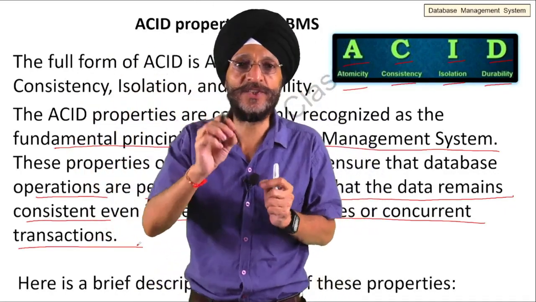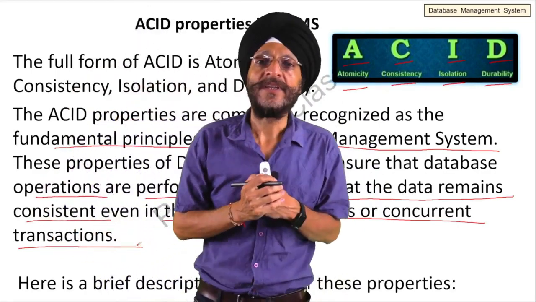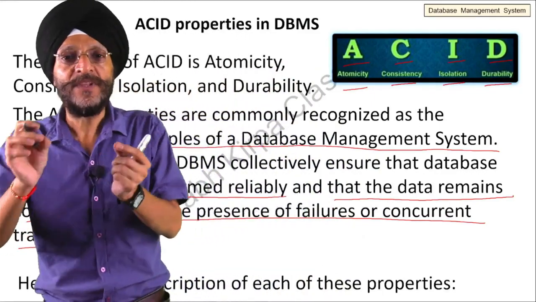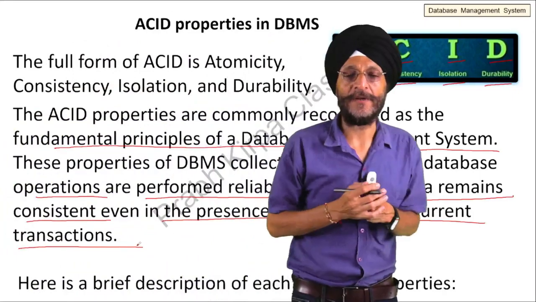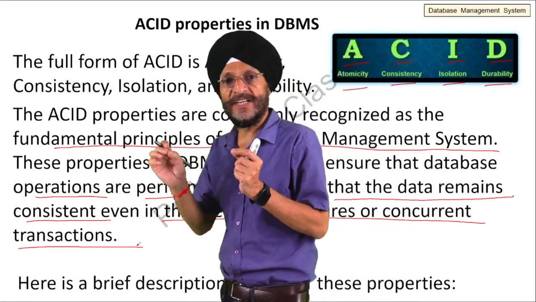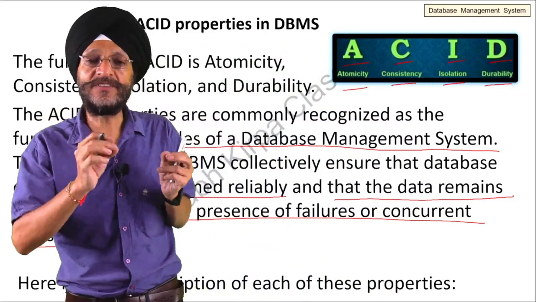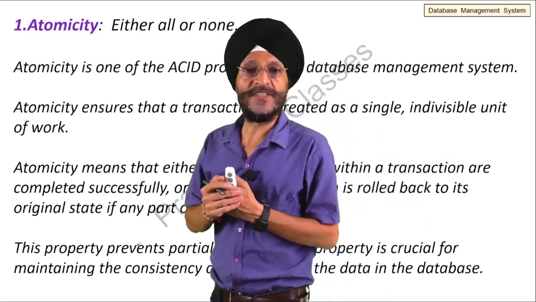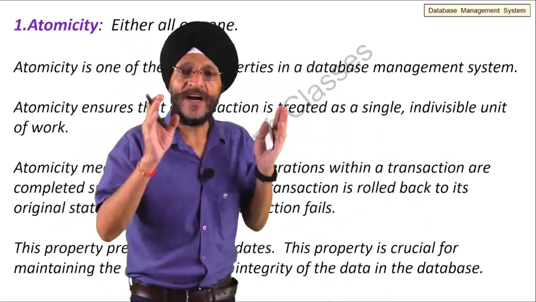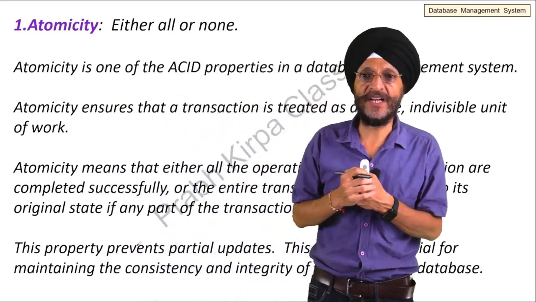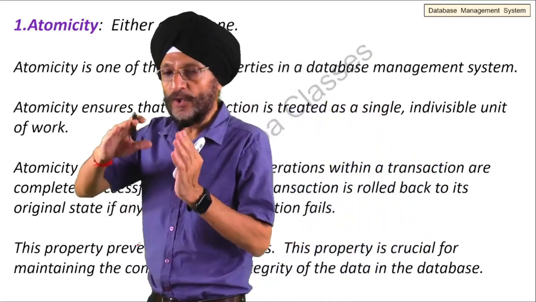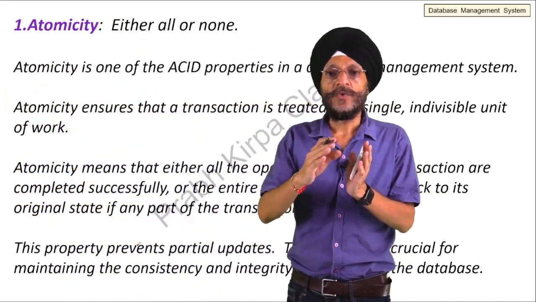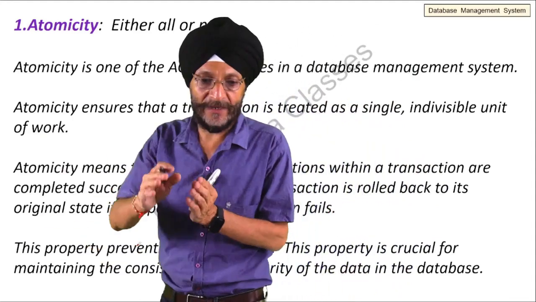Now we will discuss each of these properties one by one, and also we will try to understand every property with the help of real life examples, so that we can not only understand the concept but also its usage in real life. So let us start with the first, atomicity. Atomicity means either all or none. It means that either a transaction should be performed in full or all the operations of the transaction are reverted back.